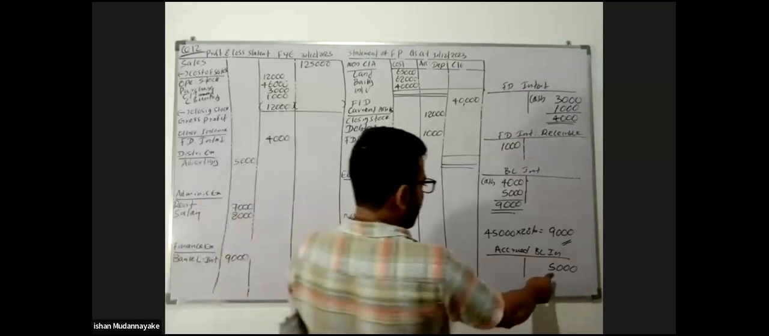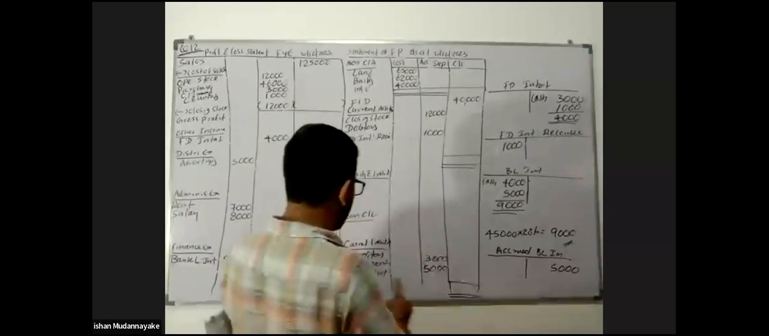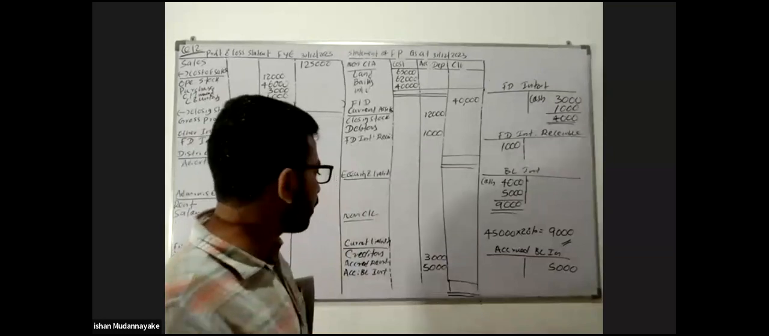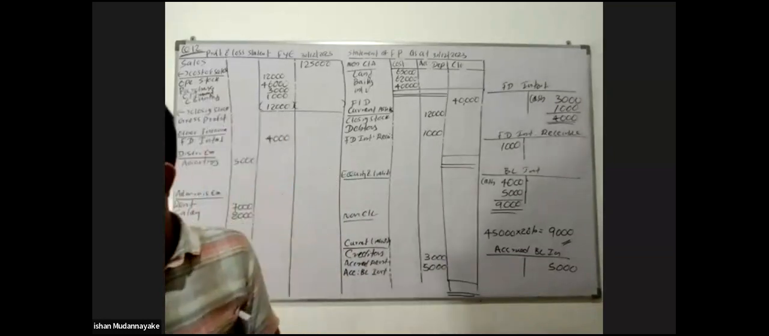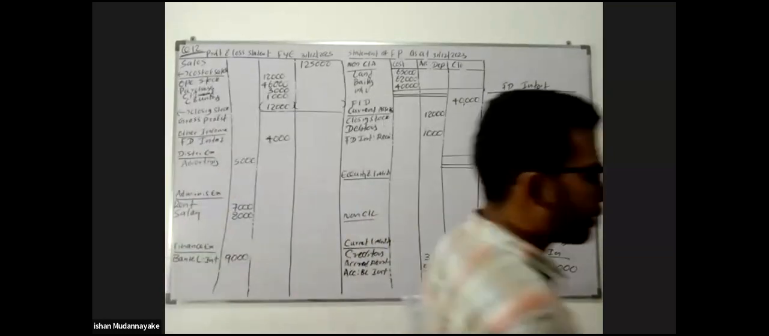This 5,000 payable should be recorded under current liability. Accrued bank loan interest 5,000.